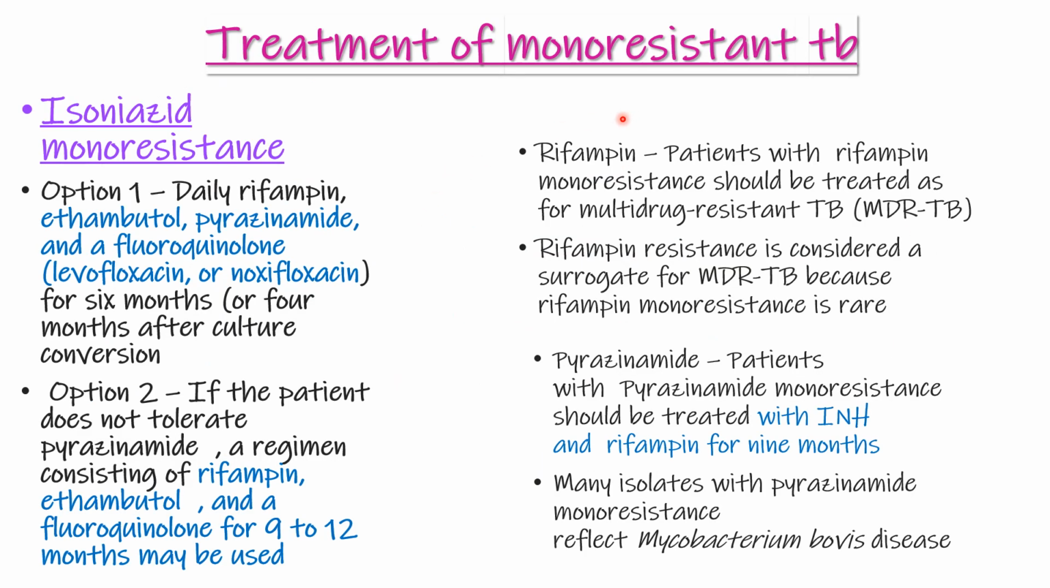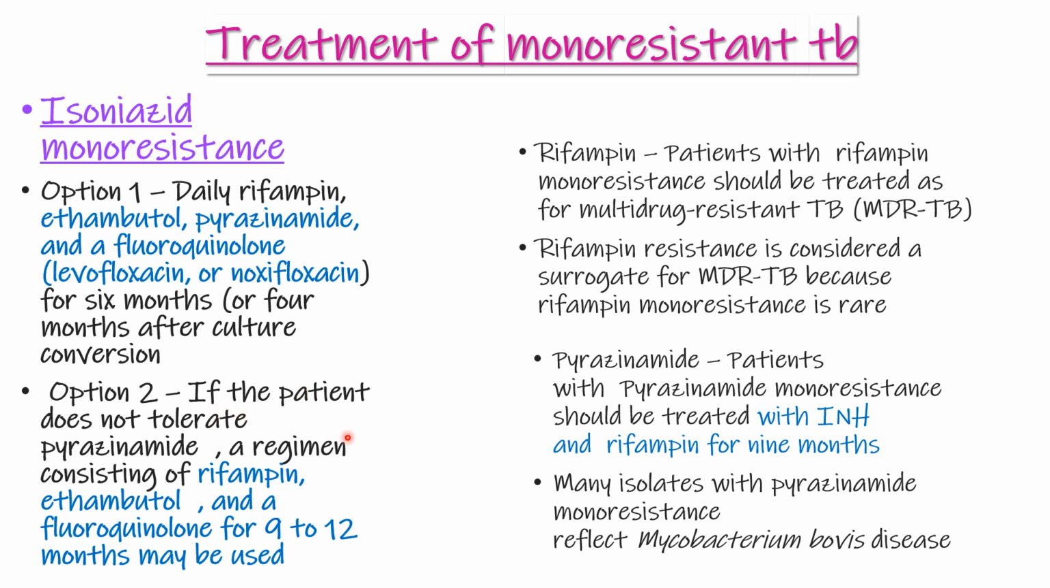Treatment of monoresistant TB. This is where you have resistance to one of the drugs that we are using in TB. We have the first line: isoniazid, rifampicin, pyrazinamide, and ethambutol. For isoniazid monoresistance, you have the following options. Option 1: daily rifampin, ethambutol, and pyrazinamide, and you add one fluoroquinolone, levofloxacin or moxifloxacin, for 6 months or 4 months after culture conversion. I hope you all by now understand what culture conversion is.